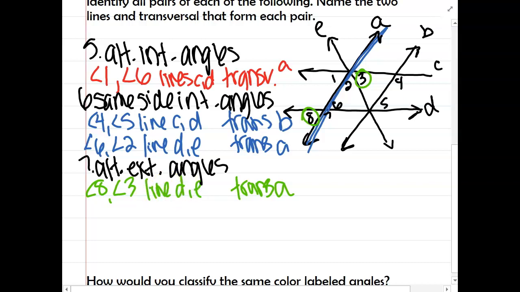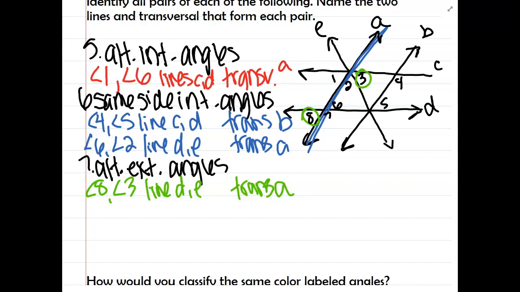Okay, I think the other ones are maybe a little easier to see. Let me see another set. What do you think? 1 and 7. Now, that would be on line A, right? Okay. 7 is an exterior angle, but 1 would be an interior angle. Yeah, let's look at 1 though.